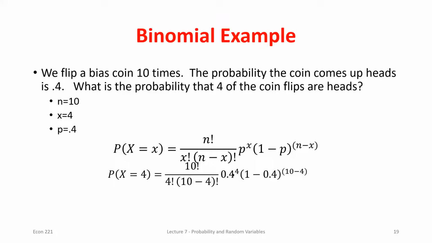So at this point, it's just a matter of getting this entered into our calculator, and we can find that the probability we get 4 out of 10 is around 25%, or a probability of 0.25.